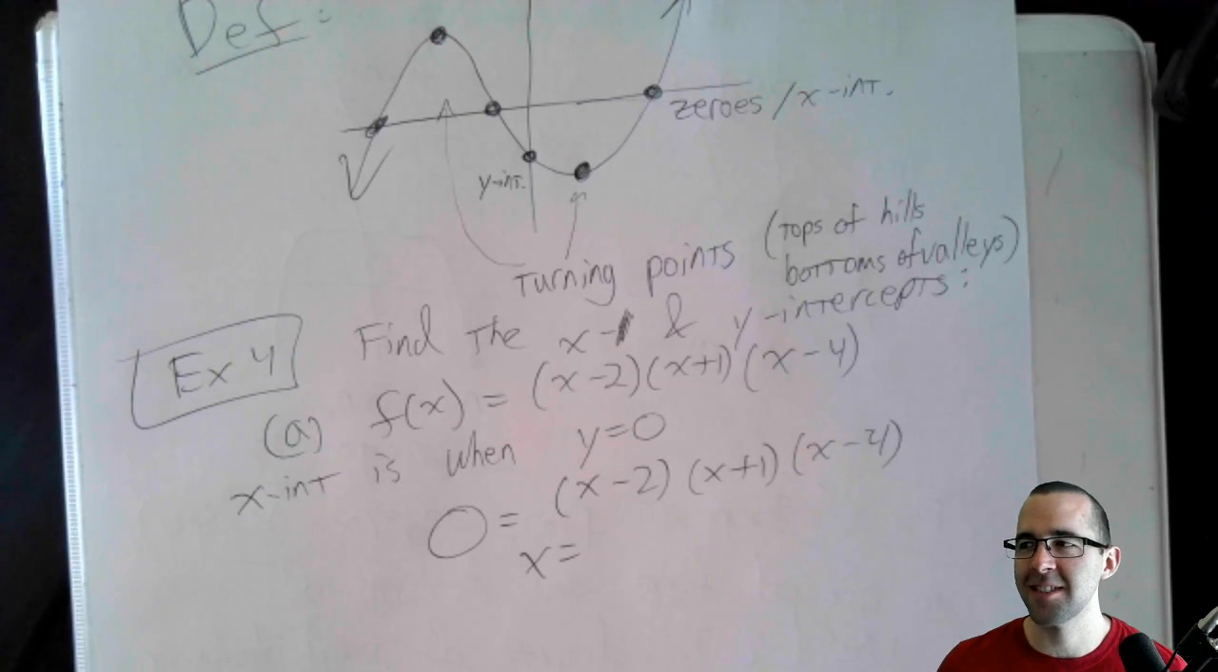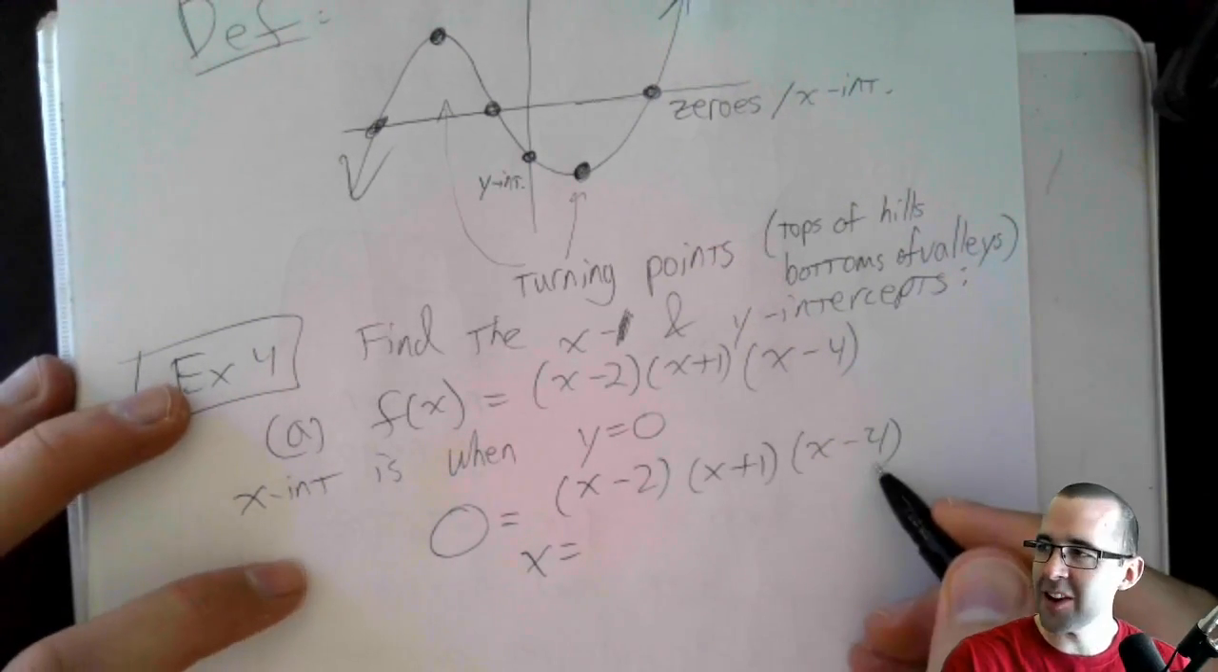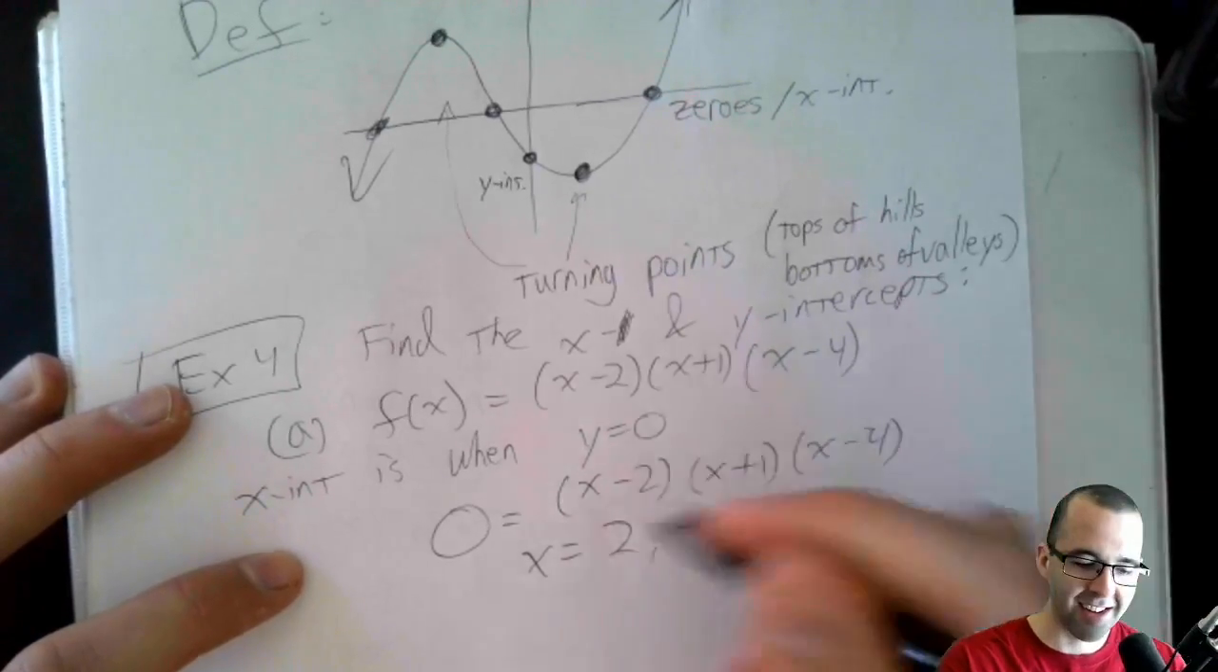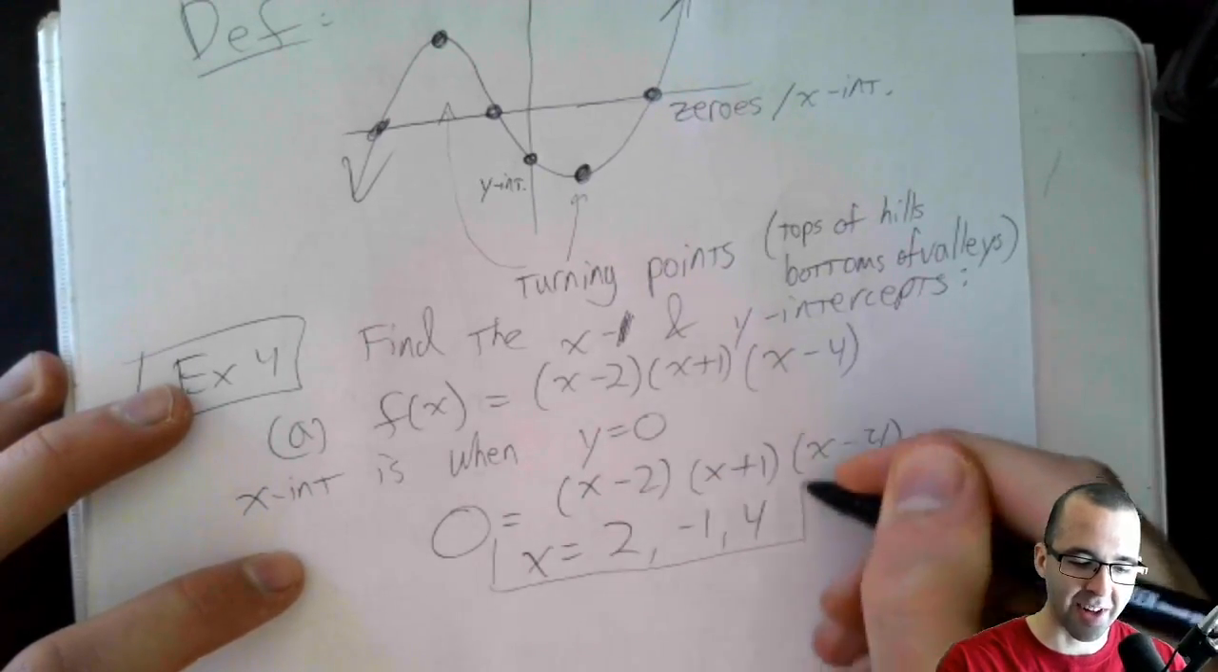Not a hard one, right? No one's going to give me the x-intercepts. Thank you, Lexi. 2, negative 1, and 4. Good. Got a little worried there for a second.